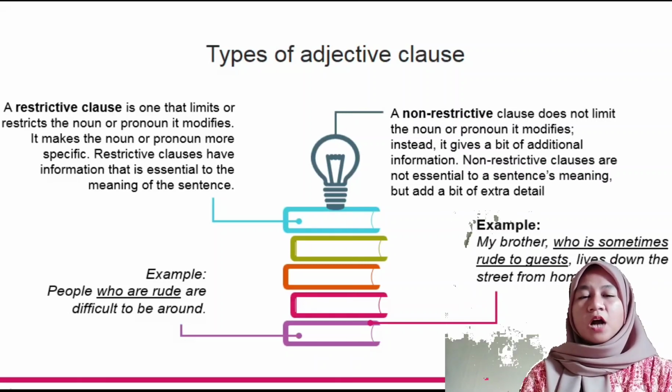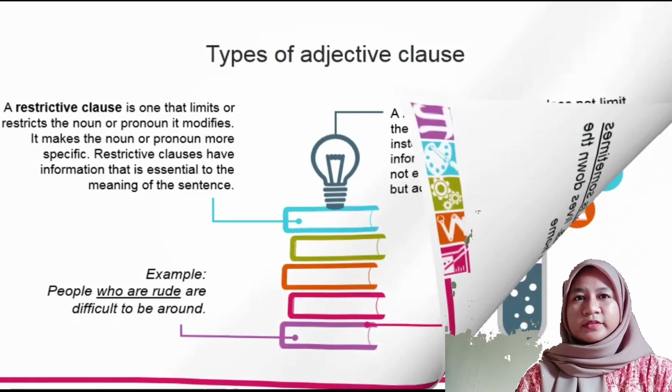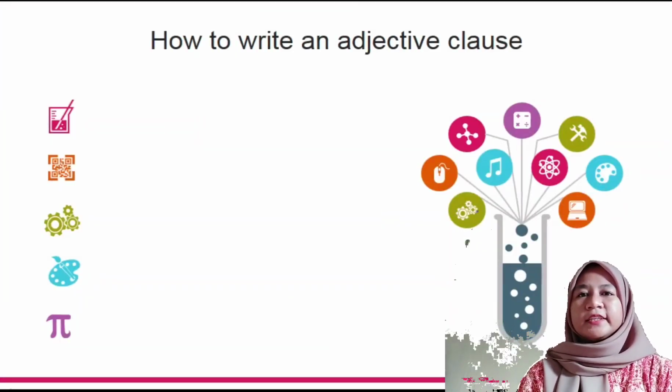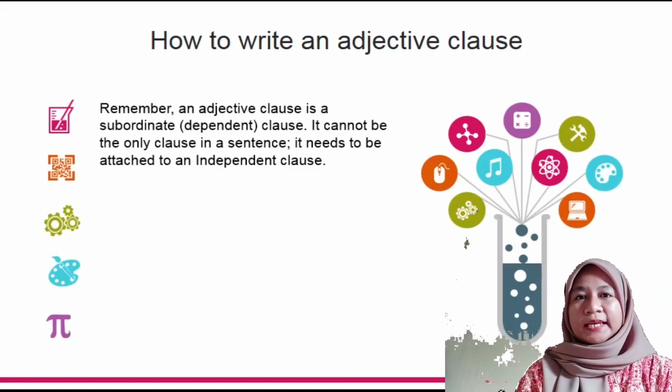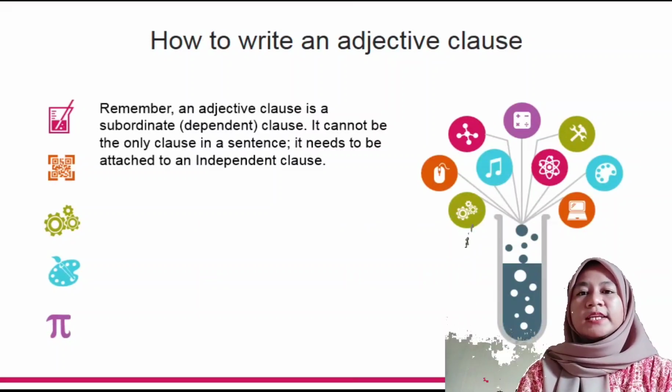Now, how to write an adjective clause? Remember, an adjective clause is a subordinate or dependent clause. It cannot be the only clause in a sentence, which means it needs to be attached to an independent clause.